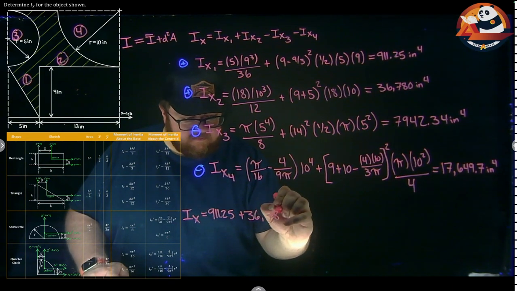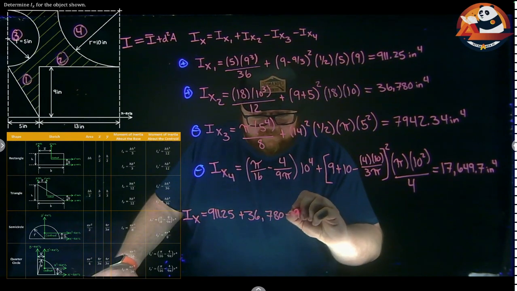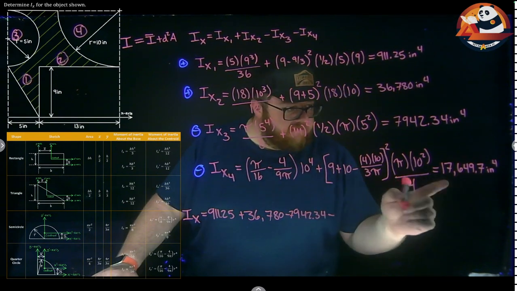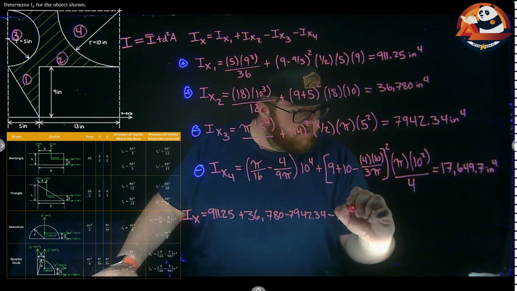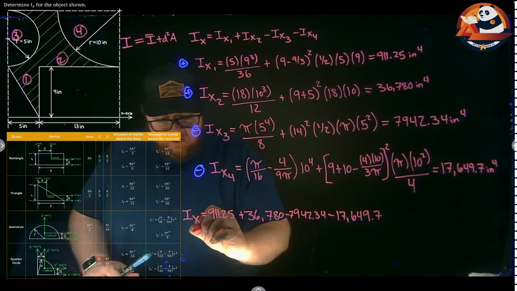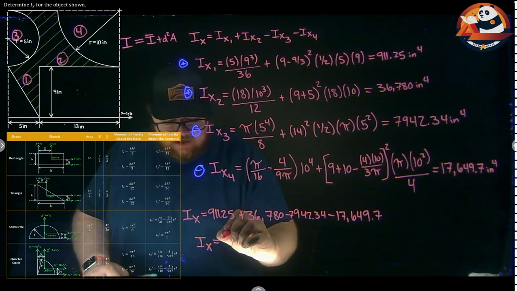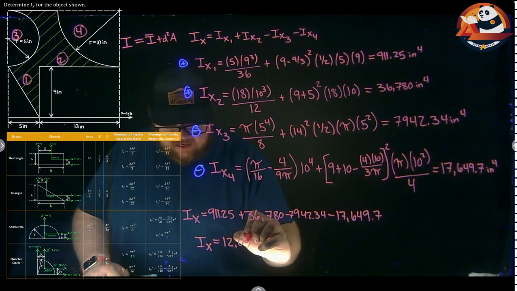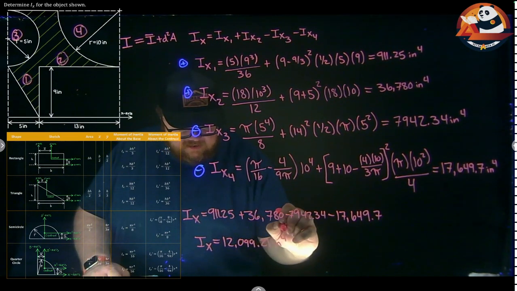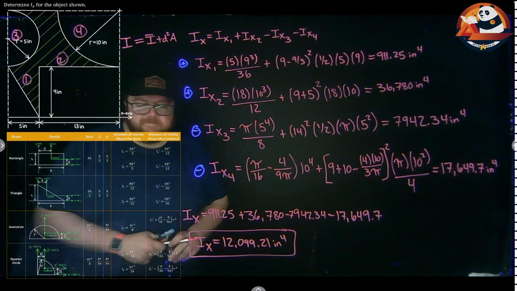plus Ix2, 36,780, minus Ix3, minus 7942.34. And then minus our last one, 17,649.7, which summing that all up, I'm going to get here that Ix is 12,099.21 inches to the fourth, which is our very last answer for our problem.